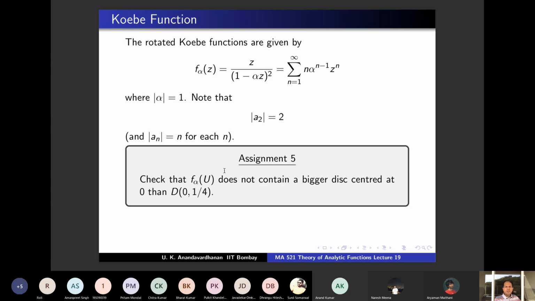And once you draw the image, you will see that it cannot contain a bigger disk centered at 0 than the disk D(0, 1/4). So this shows that Koebe's theorem, 1/4, is also sharp. If you take the Koebe function, then you can plot the image and you will see that you can't have a disk centered at 0 with radius bigger than 1/4. It cannot contain it. So this I leave as an assignment.